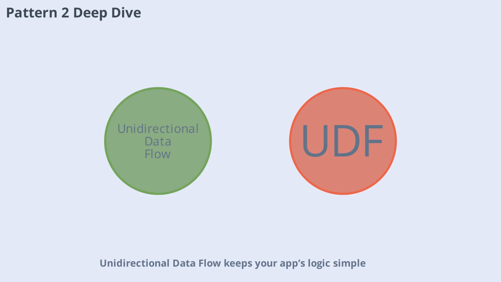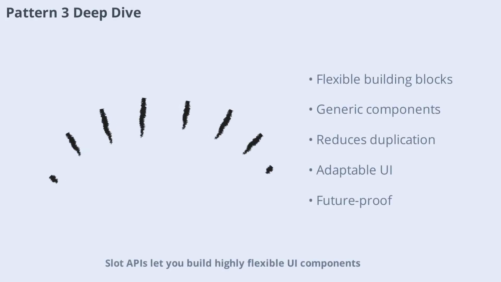Unidirectional data flow keeps your app's logic simple. By ensuring data flows in one direction, you make your app easier to reason about. This pattern is especially important as your app grows and more features are added. Slot APIs let you build highly flexible UI components. By accepting content as parameters, you can create generic building blocks for your app. This reduces duplication and makes your UI more adaptable to future changes.